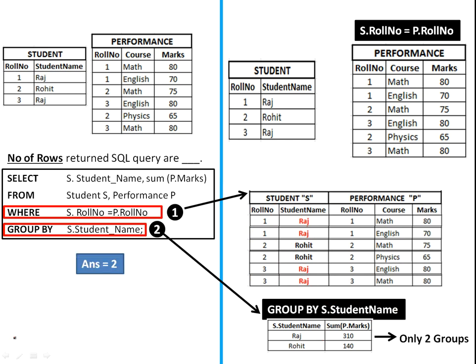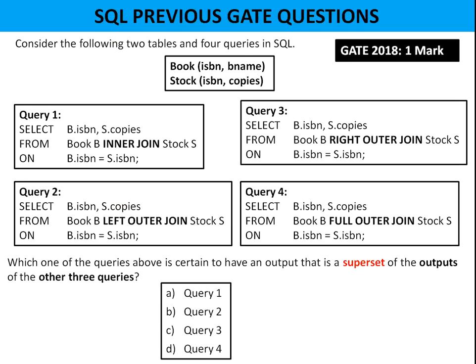Now look at this question. This was given in 2018 for 1 mark. It's a pretty easy question, guys. They have given 2 tables with 2 columns each, and they have written queries. Inner join is nothing but equi-join, guys. Query 1 is equi-join. Query 2 is left outer join. Query 3 is right outer join. Query 4 is full outer join. So likewise, they used 4 types of joins.